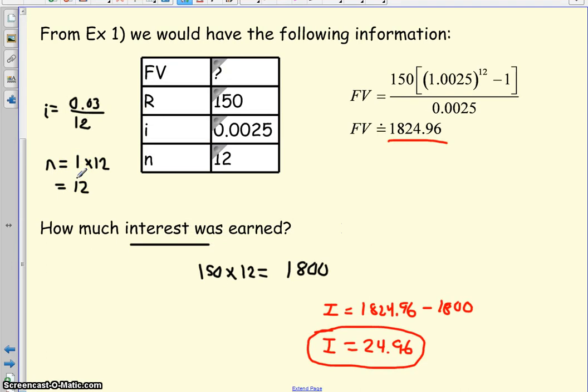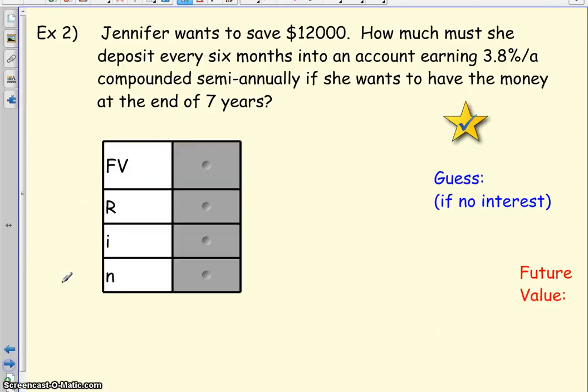Okay, so hopefully that wasn't too painful. Let's take a look at another example together here. So this girl Jennifer wants to save $12,000. We want to know how much she must deposit every 6 months into an account with an interest rate of 3.8% compounded semi-annually, and she wants to have the money at the end of 7 years. So this is a typical type of problem you might run into.